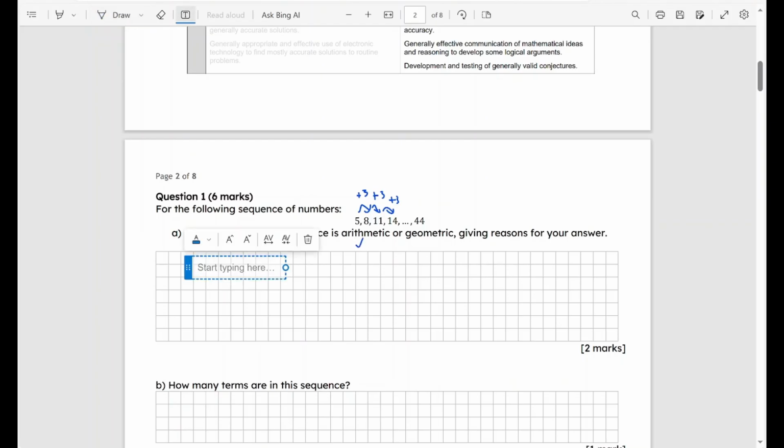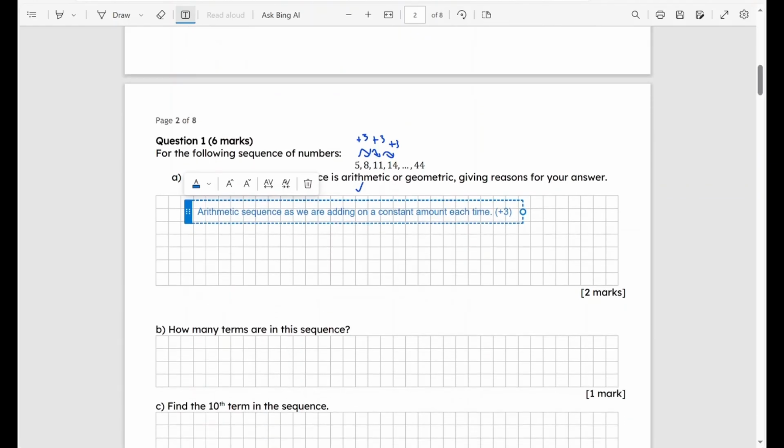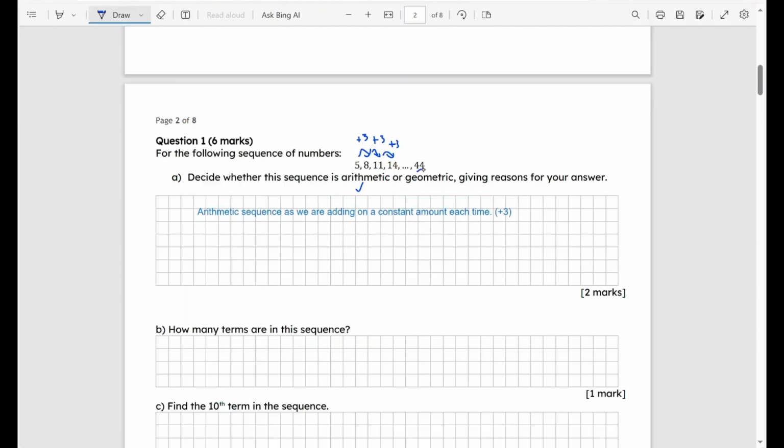So what you could do is say arithmetic sequence as we are adding on a constant amount each time. You can just say plus 3, something like that. How many terms are in this sequence? So we get up to 44.